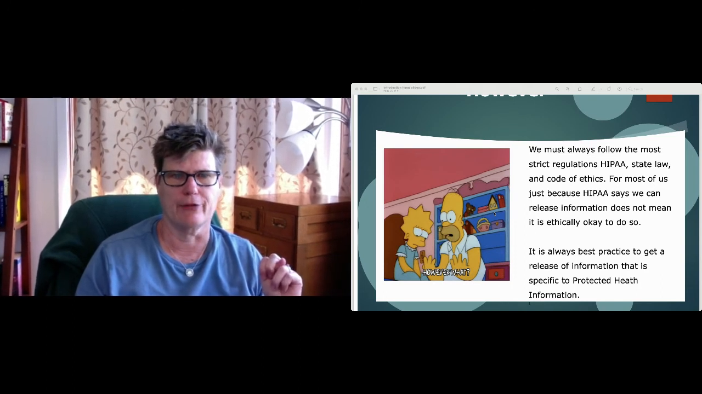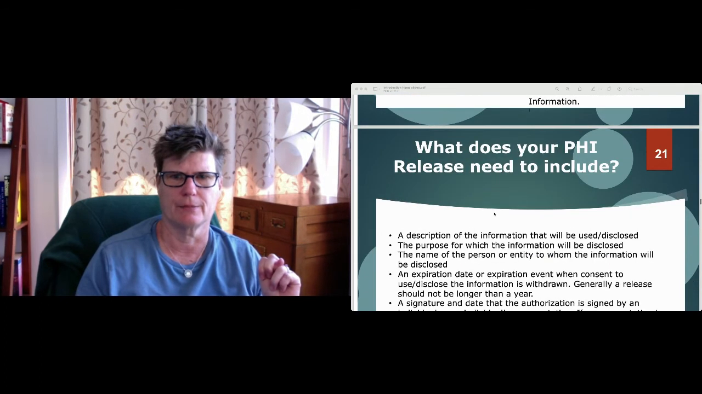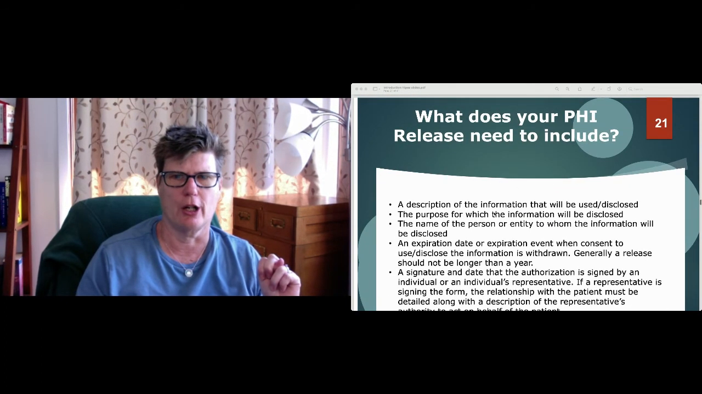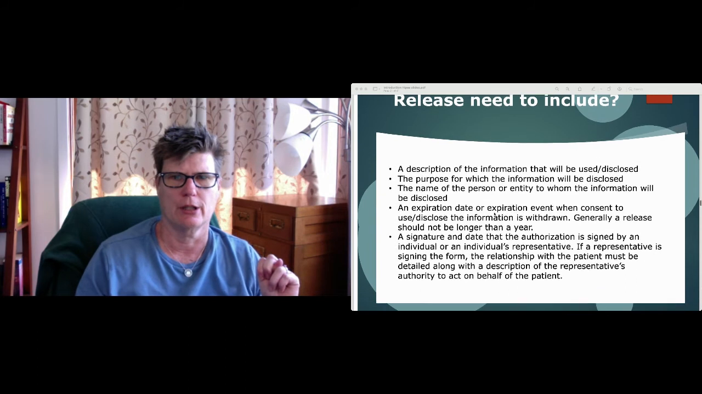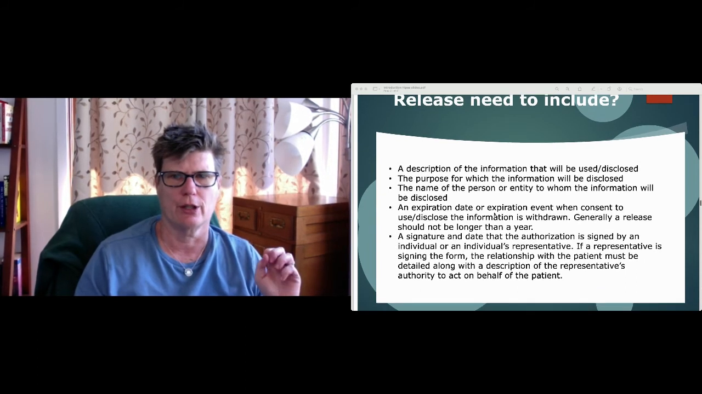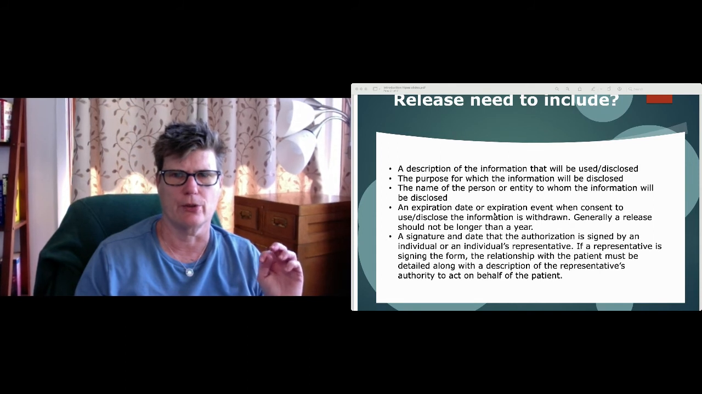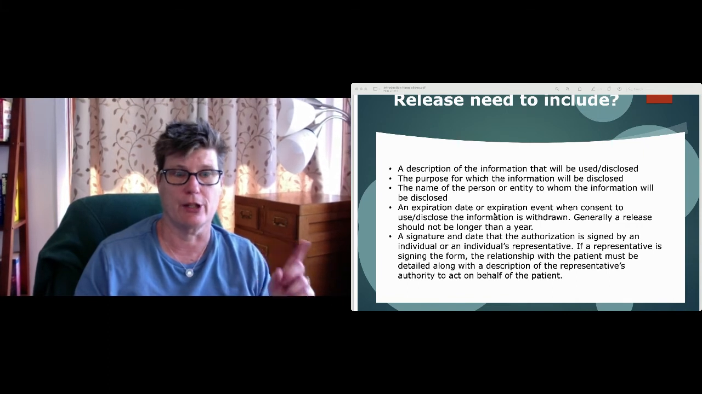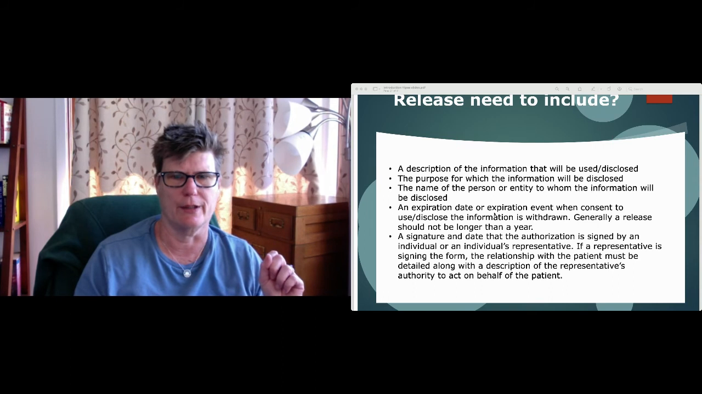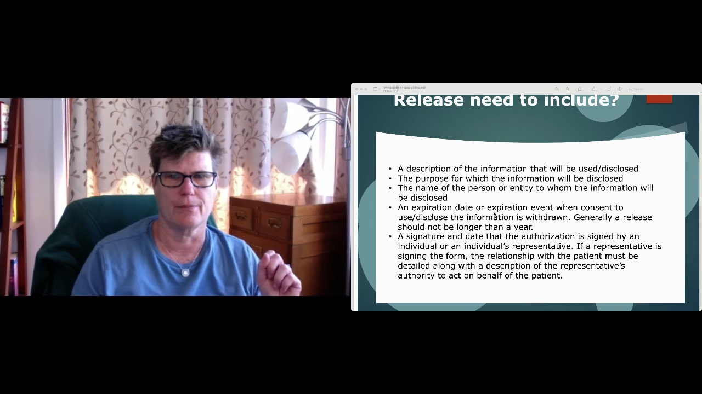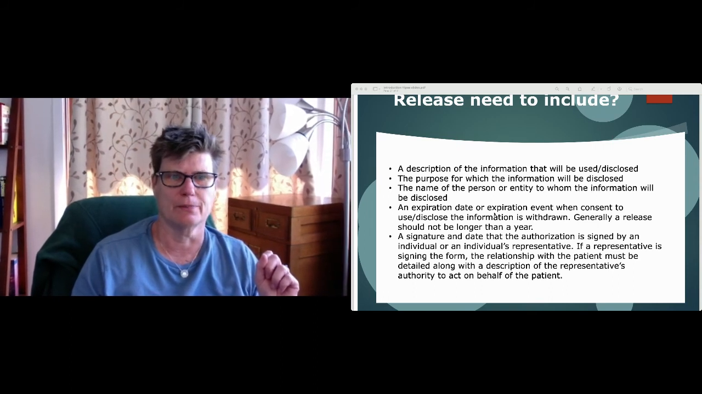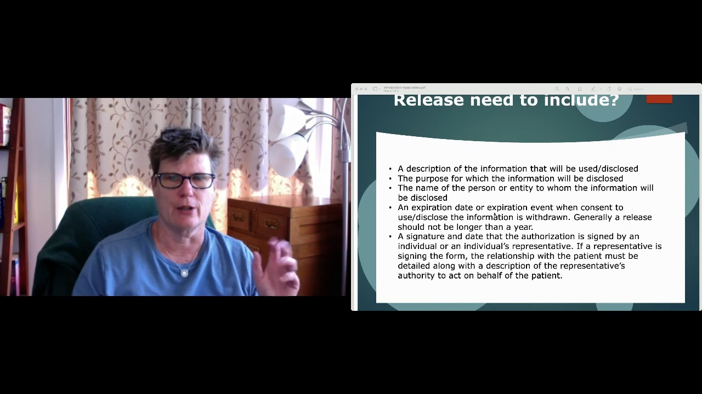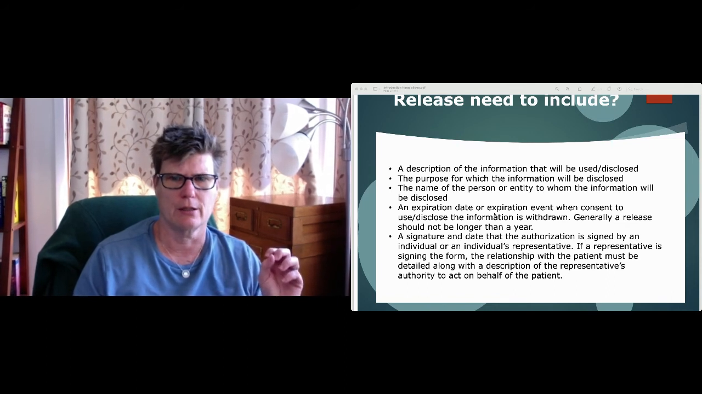And that can kind of cover any of these things. And what does your PHI release need to include? Description of the information that will be used or disclosed, the purpose for which the information will be disclosed, the name of the person or entity to whom the information will be disclosed, an expiration date, so this is something that's not always on there. Usually you should do them every year. A signature and date that the authorization is signed.